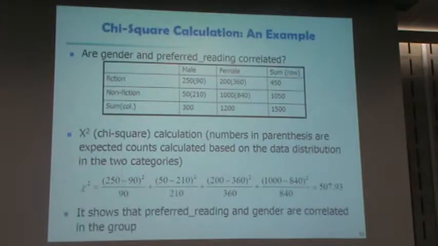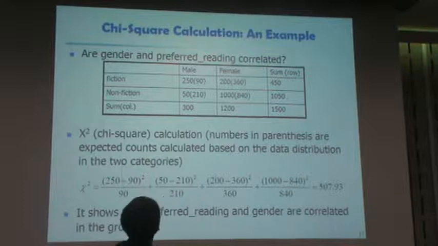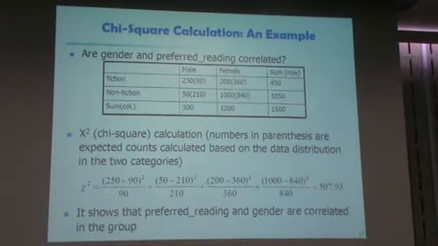Let's take a look at a real example. We have two attributes. One is gender, male and female, and the other attribute is reading preference, fiction or non-fiction. We have 300 male and 1,200 female students. Not half and half. The fiction column totals 450, and non-fiction totals 1,050.